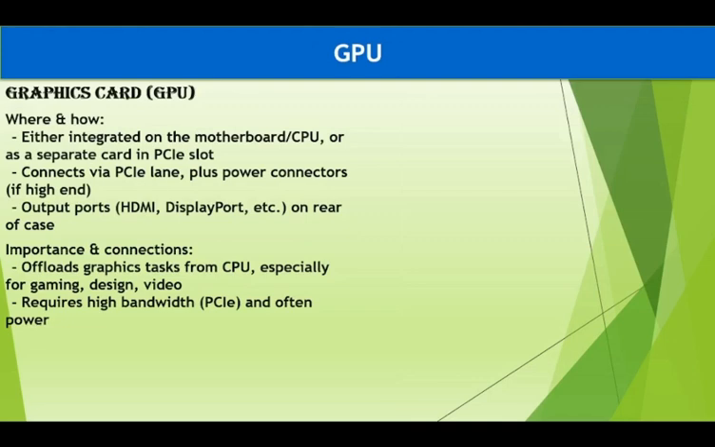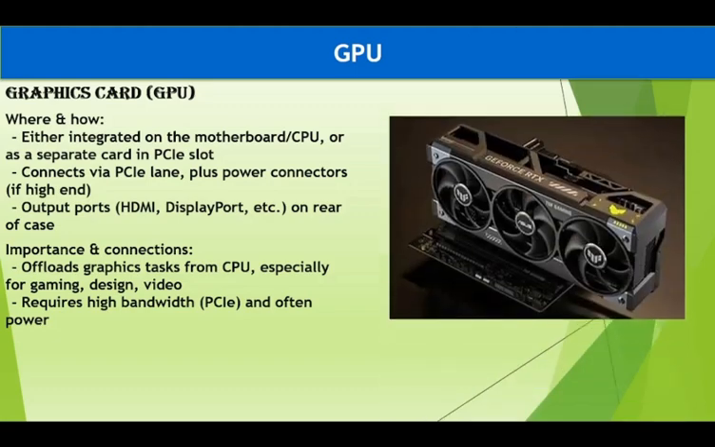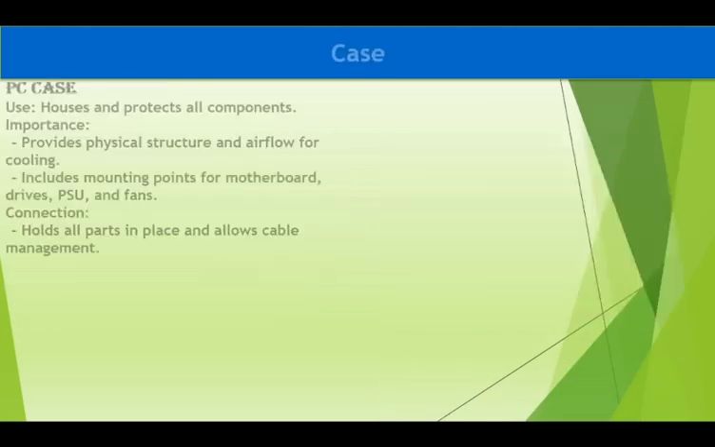Next is the GPU. It is either integrated on the motherboard or the CPU, or a separate card in the PCIe slot. It connects via PCIe lanes plus power connectors if high-end, with video ports on the rear of the case. The importance is that it offloads graphics tasks from the CPU, especially for gaming, design, and video, and requires high bandwidth and often power.